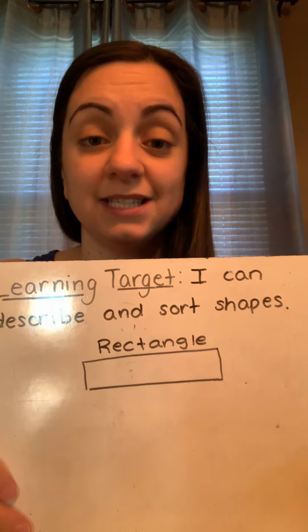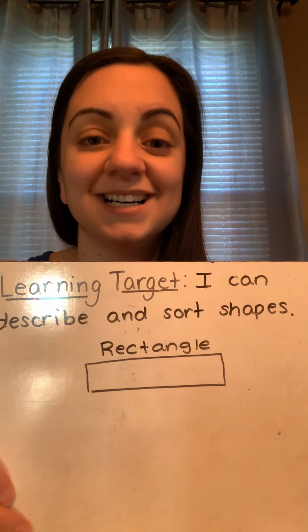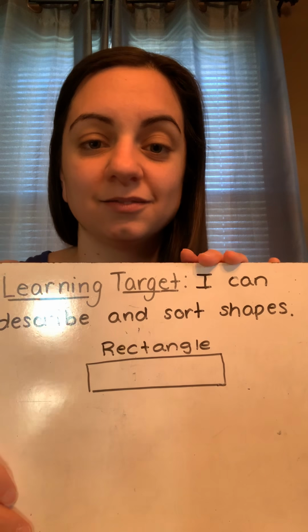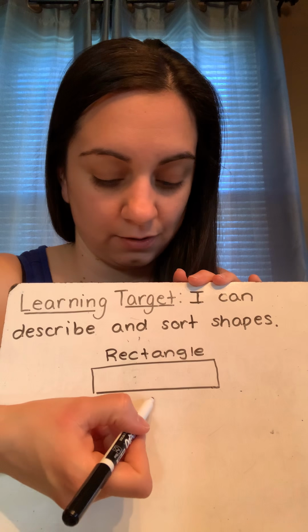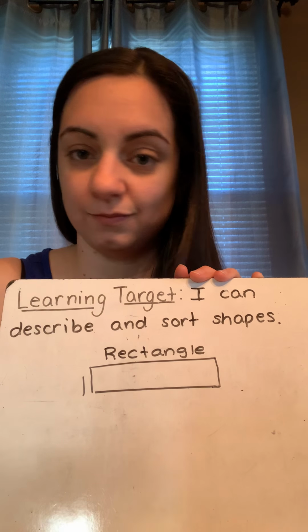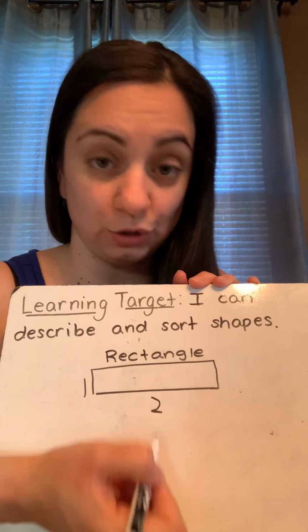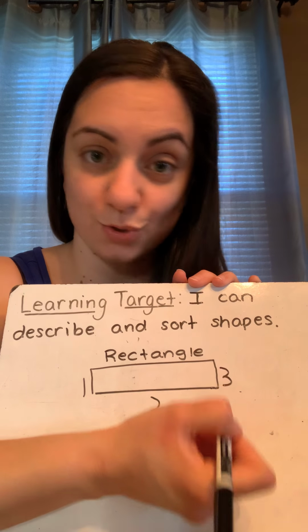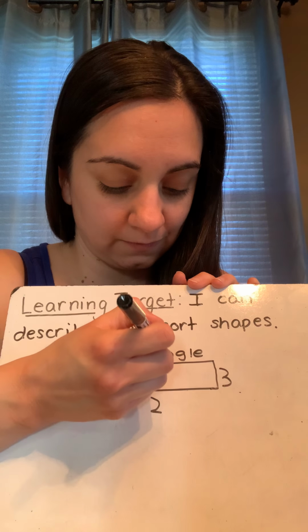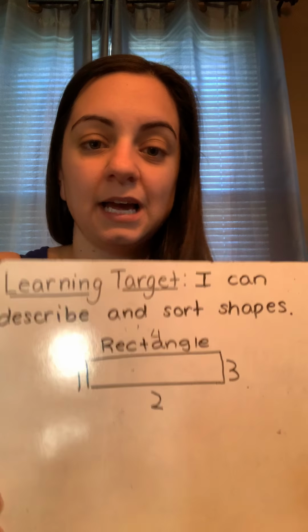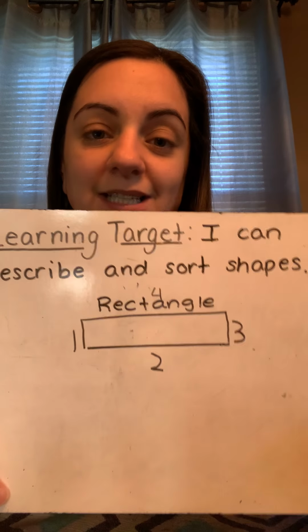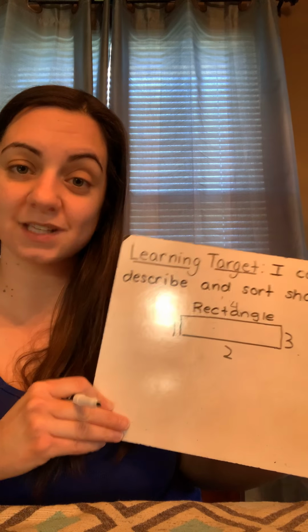Let's first describe the rectangle by saying how many sides it has. Remember, a side is a straight line. Let's see how many sides there are. 1, 2, 3, and 4. How many sides does a rectangle have? A rectangle has 4 sides.